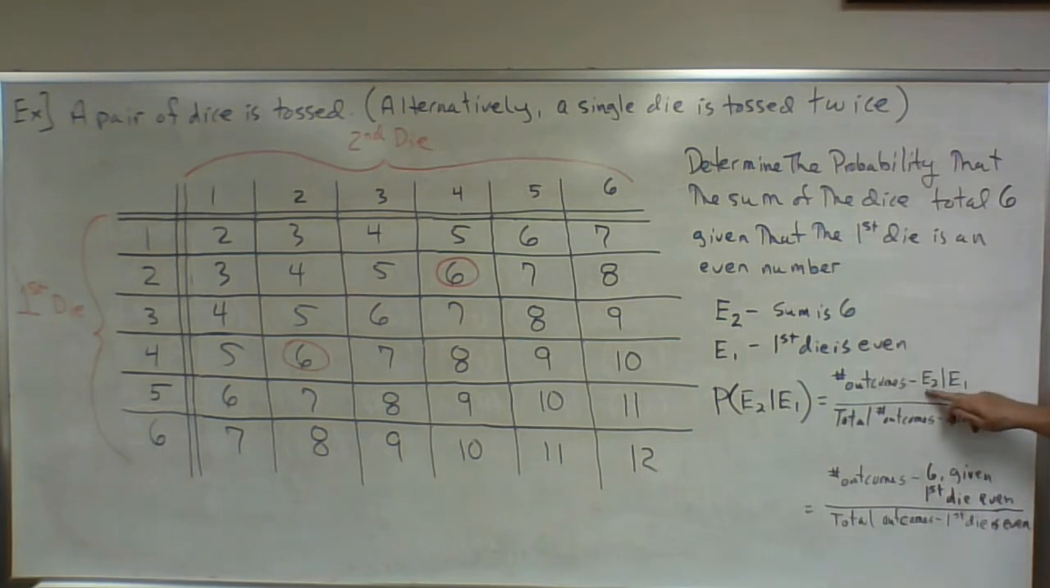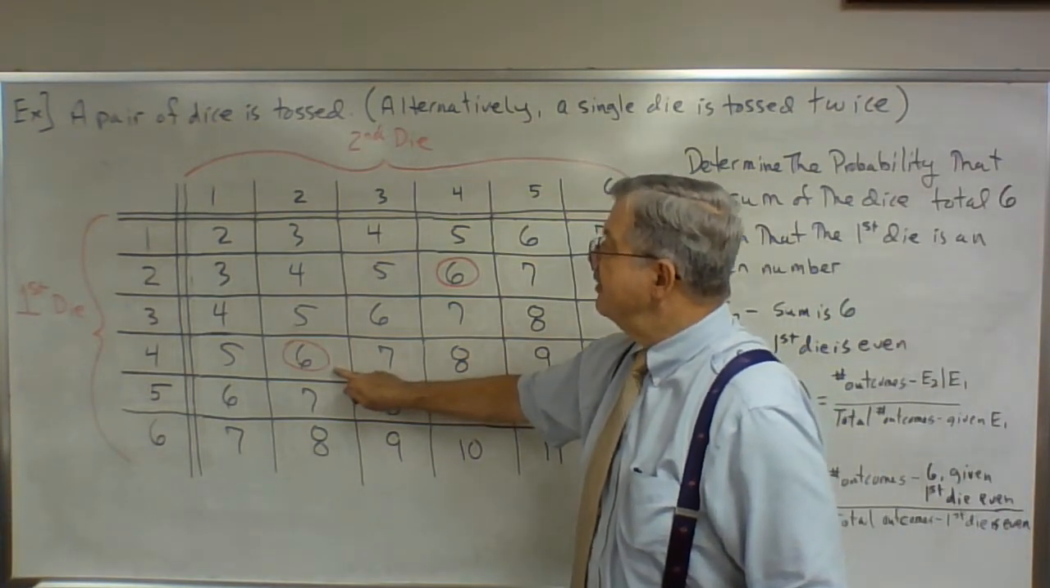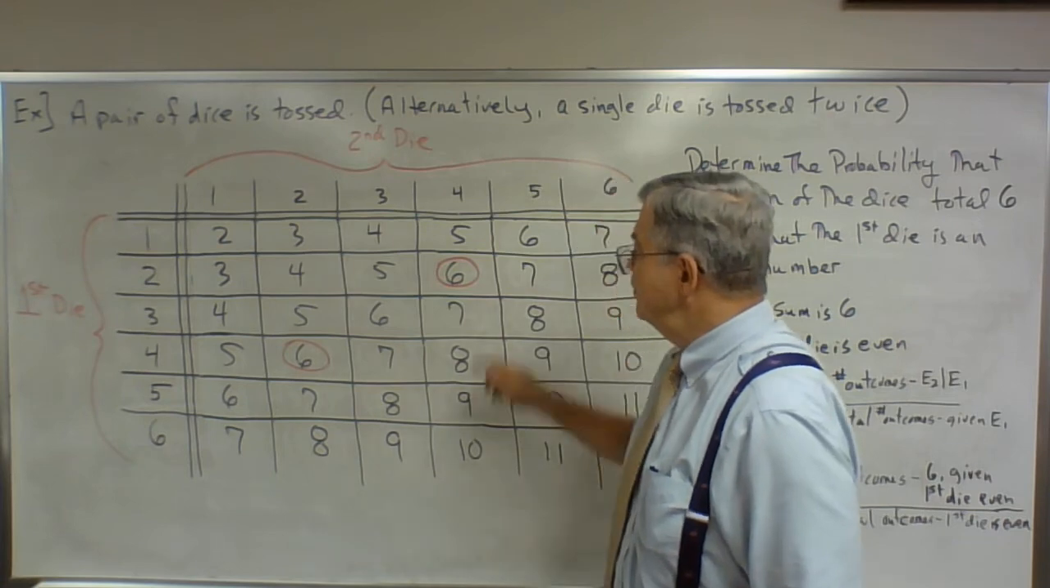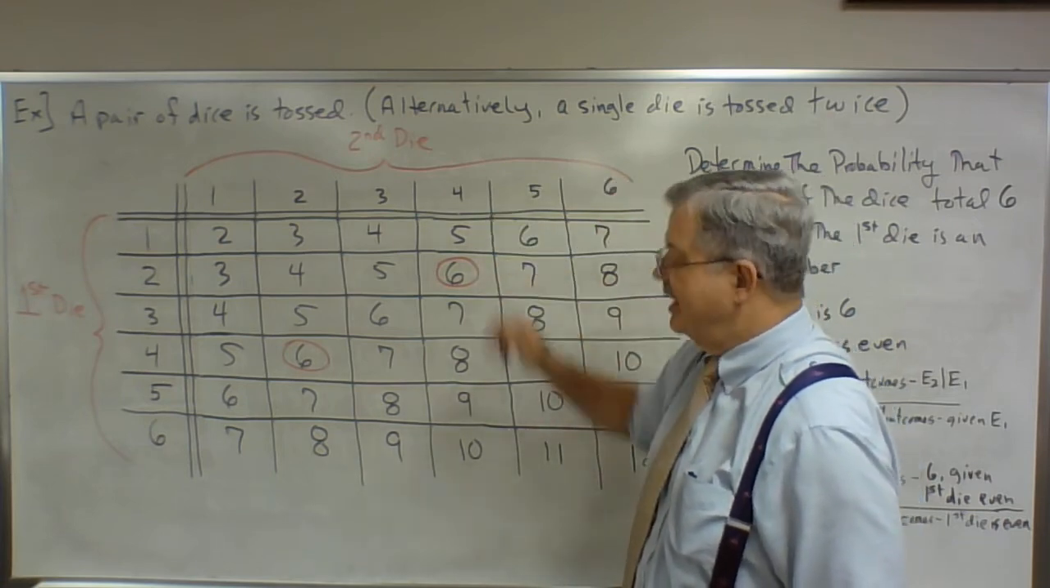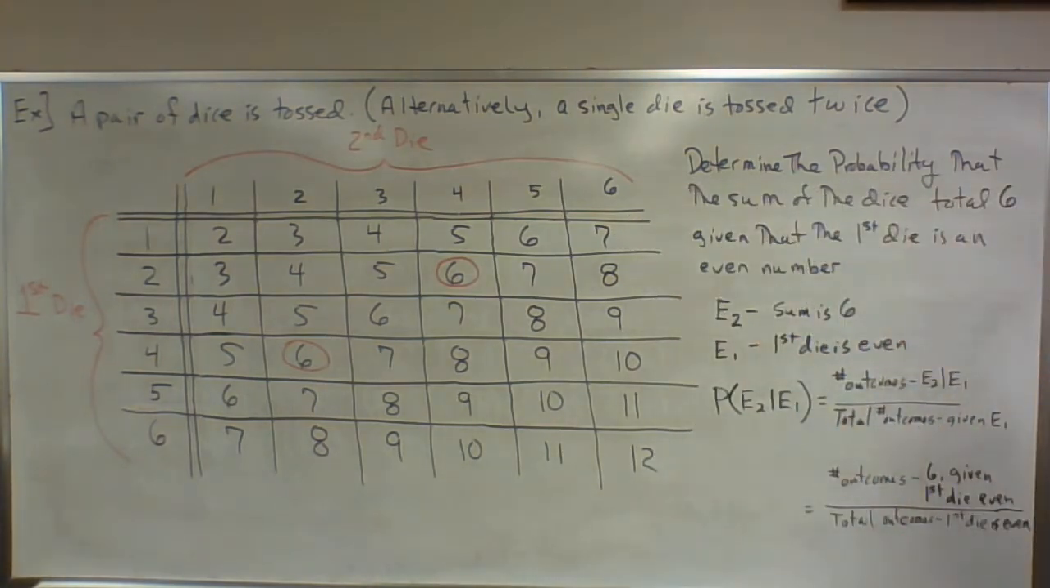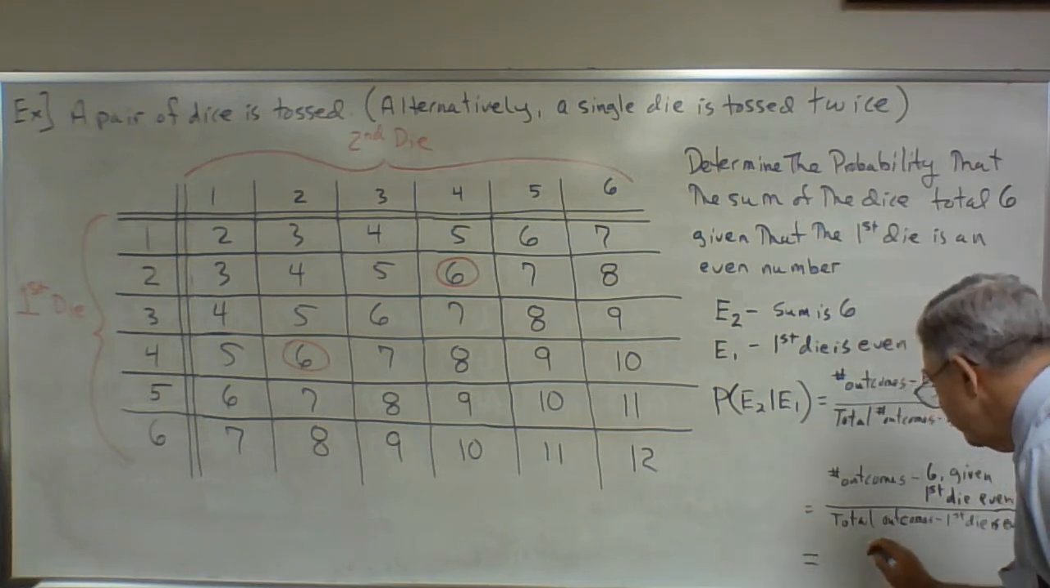So the only way that we can get a sum of 6, given that the first die is even, is this way: first die is 4, second die is 2. Or we can get it this way: the first die is 2, the second die is 4. So there's only 2 ways that we can do this.